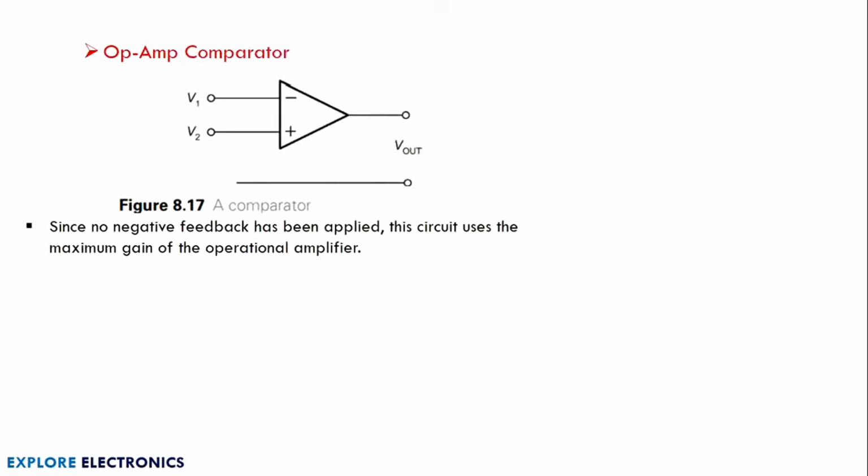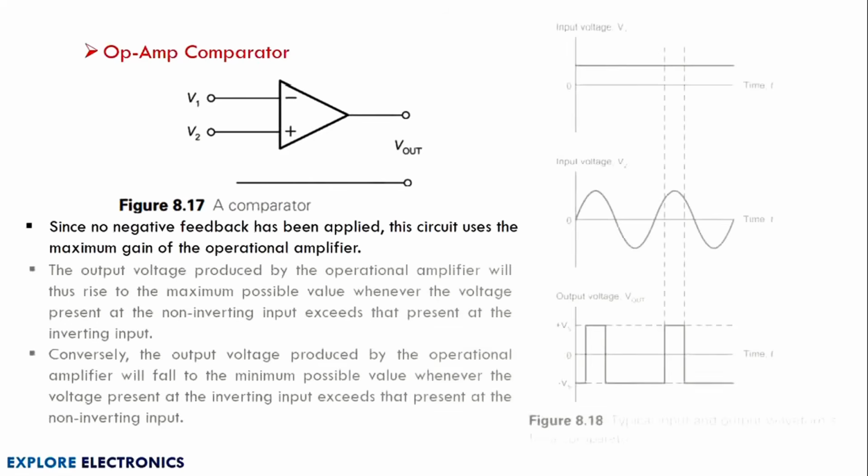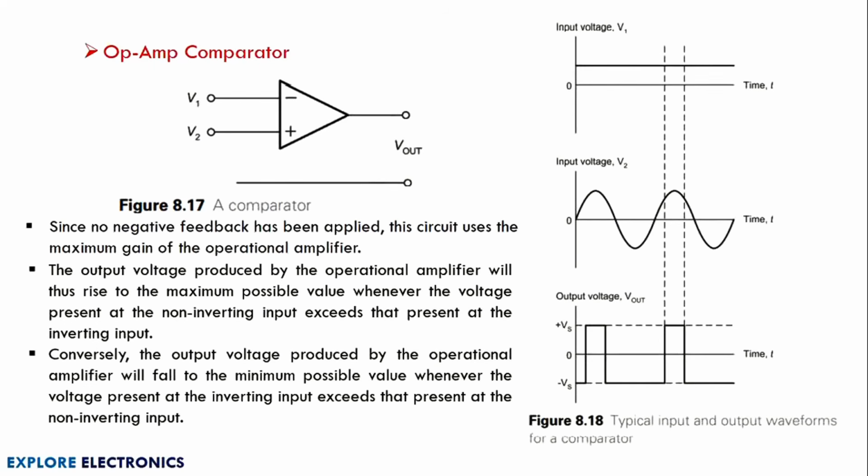Then we have the comparator. If you look at the circuit, the two voltages V1 and V2 are given, and we are expecting this to act as a comparator. Means it should give the output by comparing the two inputs, whether V1 is higher or lower, V2 is higher or lower, like that. So you can observe the waveform. By looking at the waveform, we can understand this circuit.